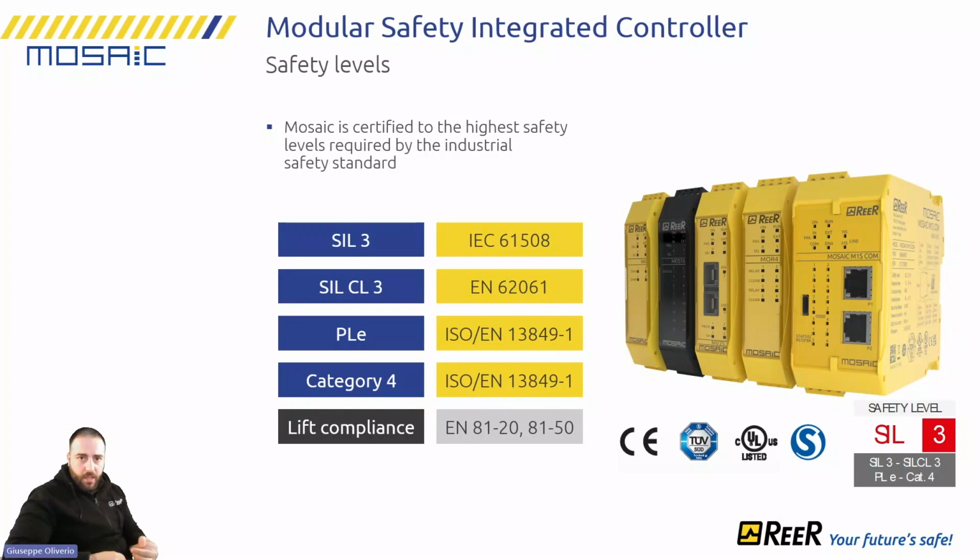The controller is able to manage safety functions where these safety levels are required. So the controller can be used in applications where the highest category level is needed. Everything depends on the machine, on the risk assessment, on the application. So consider this level like an up to: the controller can work in applications up to category 4, up to performance level E. So if you have a lower category, don't worry, it will work as well. And also, we are lift compliant.